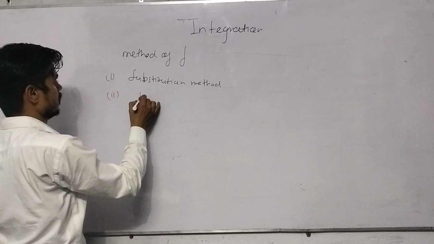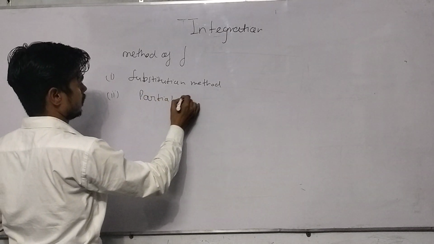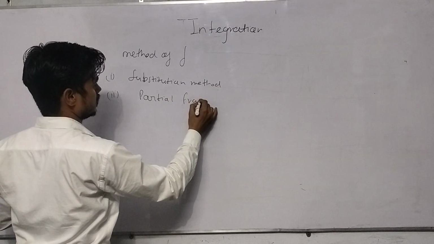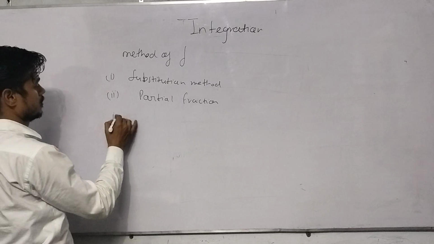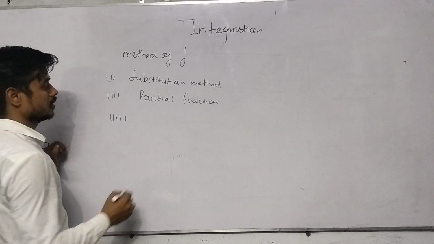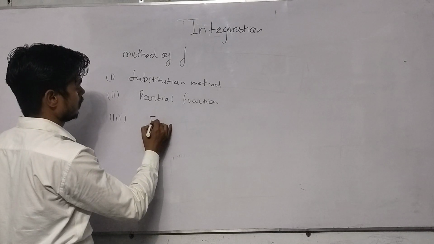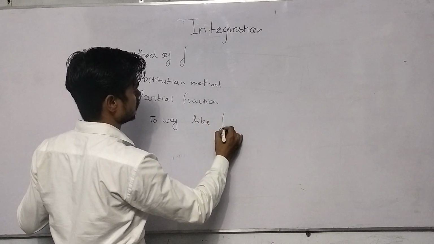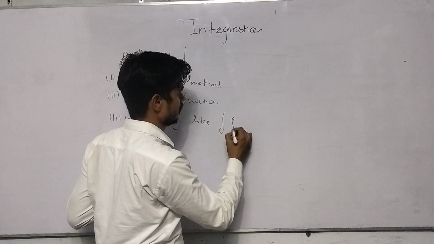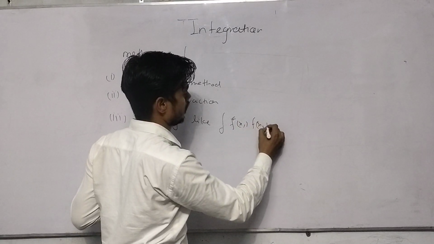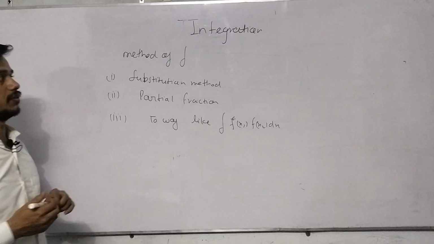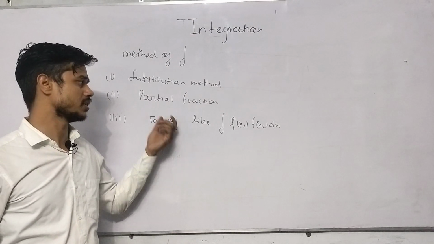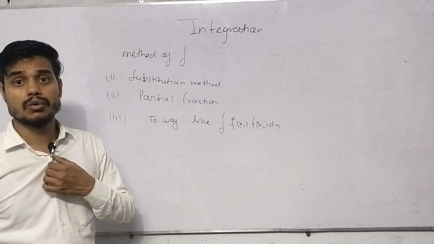Second is the partial fraction, and third is the two-way, like this type of function when we have two functions together, function one and then function two. So there are three types of solving techniques of integration. First is the substitution, second is the partial fraction, and third is the two-way integration.